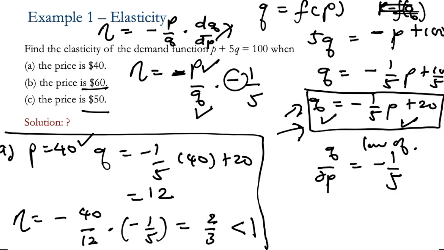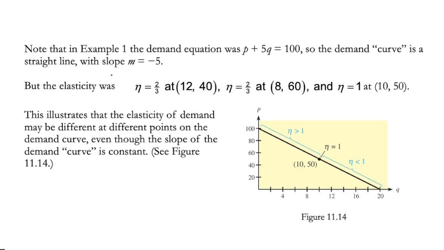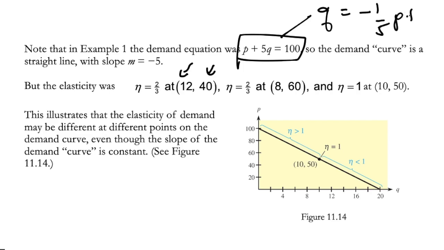And then next, I want to show you, if you see here, eta is 2/3. The elasticity of demand is 2/3 when the quantity is 12 and the price is 40. This is question A that I already solved for you. When this is given to you, I simplify it, so it becomes Q equals minus 1/5 P plus 20, isn't it? Alright, and then you can see here, it says slope M is minus 5. But why is the slope here minus 1/5?